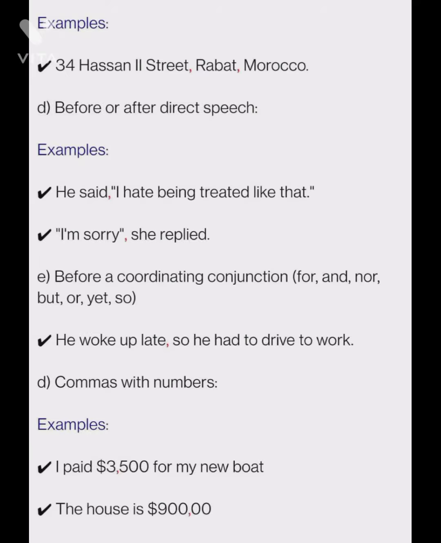He woke up late, so he had to drive to work. Here also we used a comma. And commas with numbers: a comma is also used in numbers. I paid 3,500 for my new boat. So in 3,500 also, in the numeric, we used a comma. So this is how we use a comma.